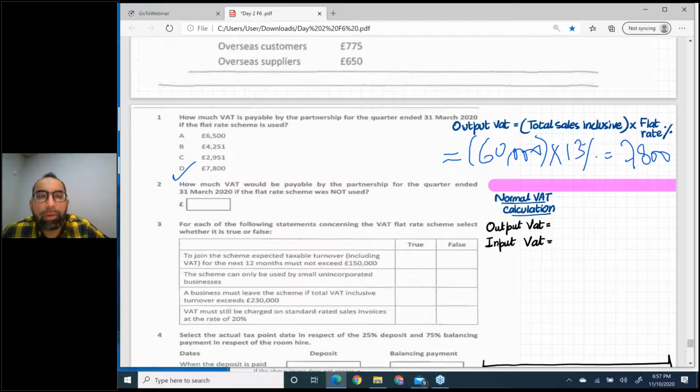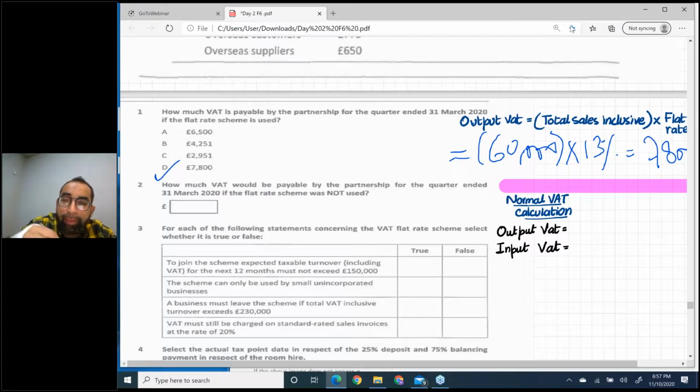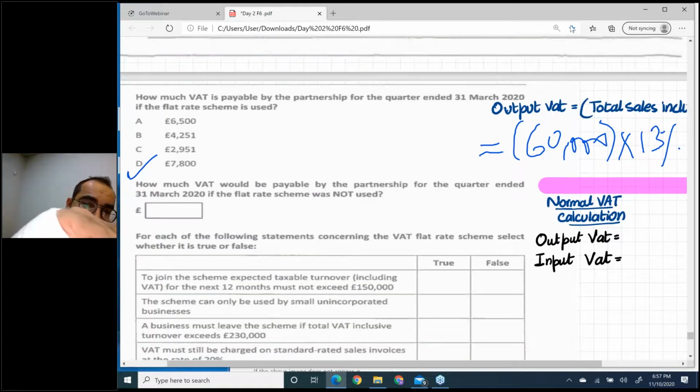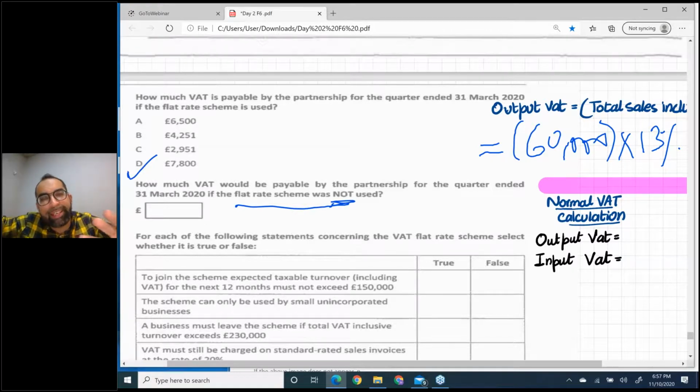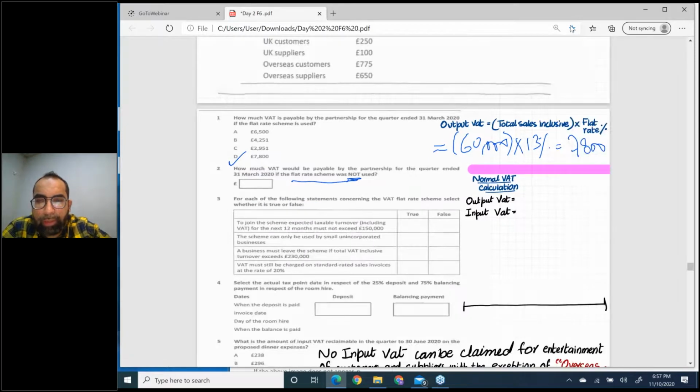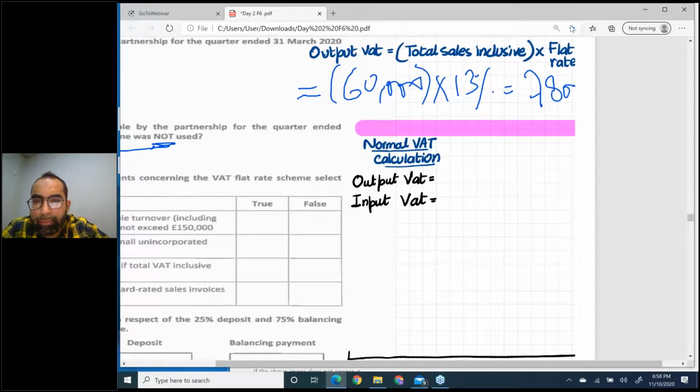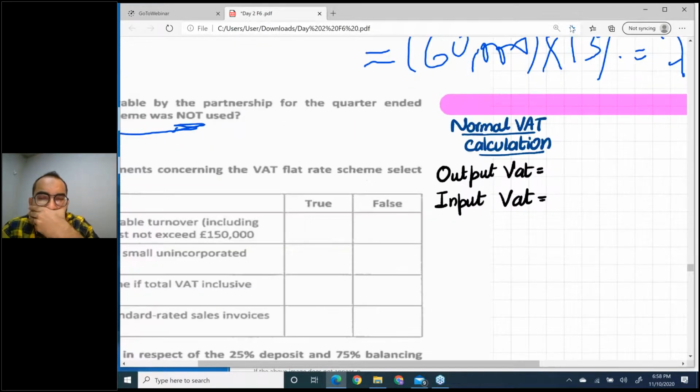Okay. Now, second requirement. Please read between lines. How much VAT would be payable by the partnership for the quarter ended 31st March if the flat rate scheme was not used? That means normal working. Just forget about flat rate scheme. Now do normal working, in normal life.